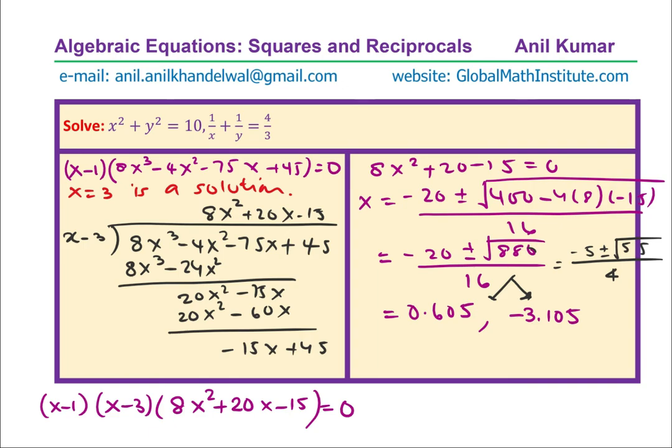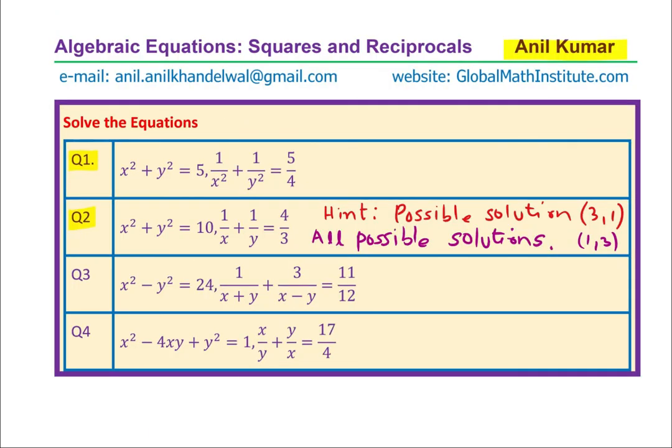So that gives us the solution of question 2. And as you realize, we have 4 different solutions. Now, I would like you to attempt question number 3, which is x squared minus y squared equals 24 and 1 over x plus y plus 3 over x minus y equals 11 over 12.